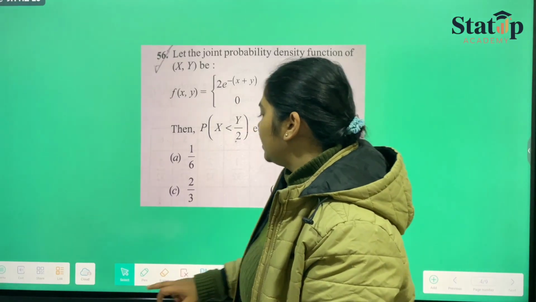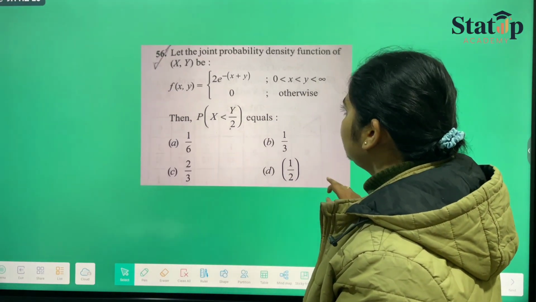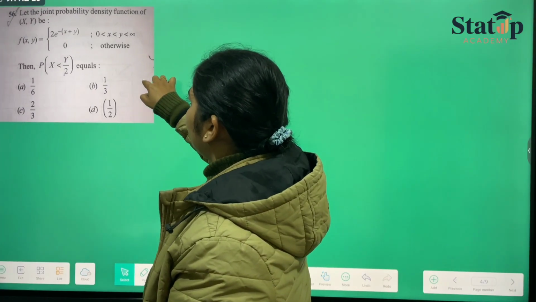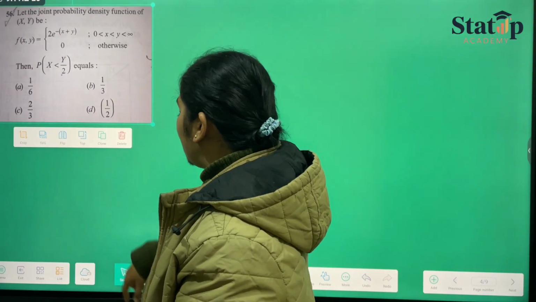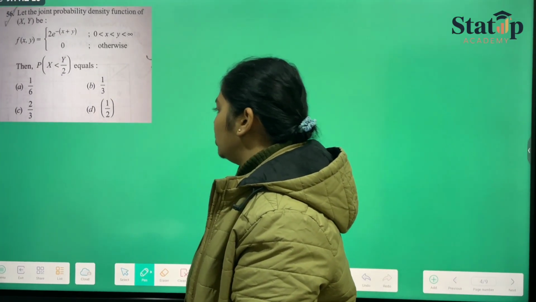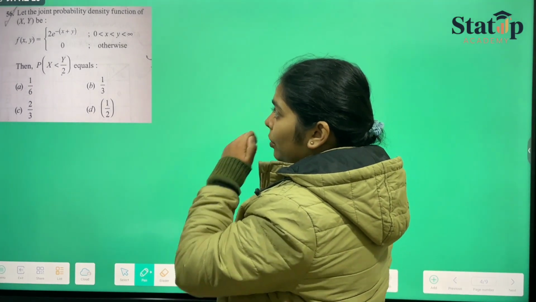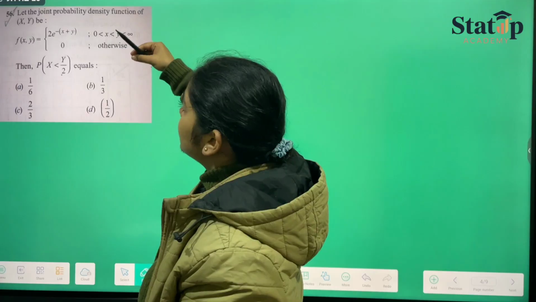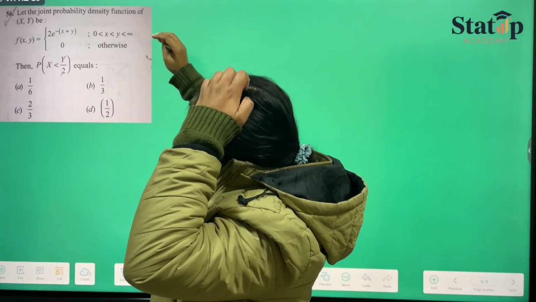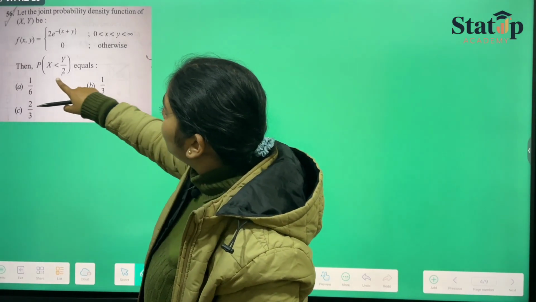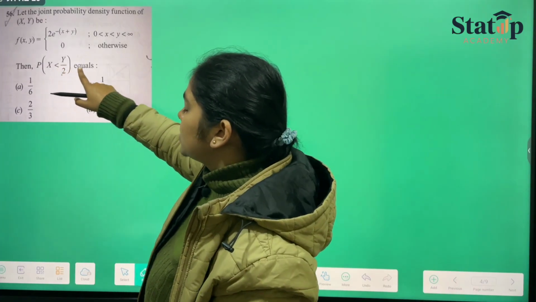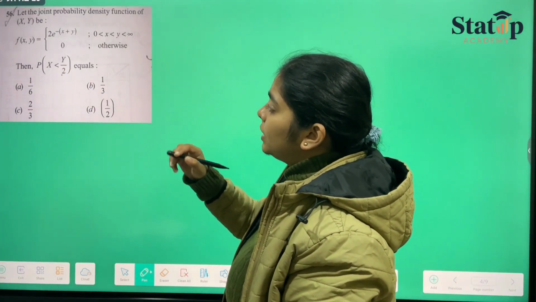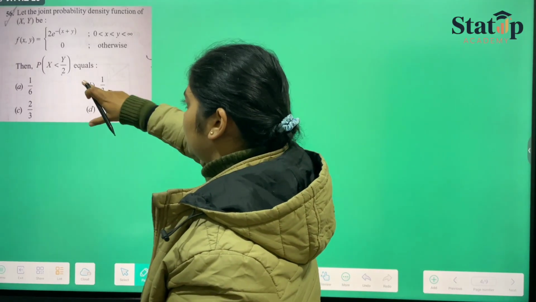Here we have been provided with a joint probability density function, and we have to find the probability x is less than or equal to y by 2. Now they have given us this limit as well. So since they are saying that it is a joint probability function, and we have to find the probability of x is less than y by 2, means we have to find the probability of this equation.